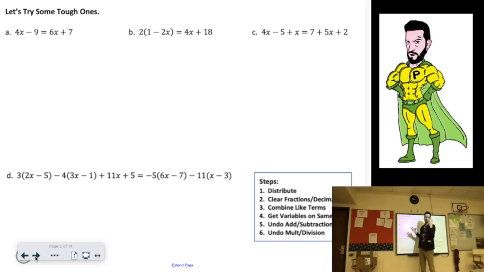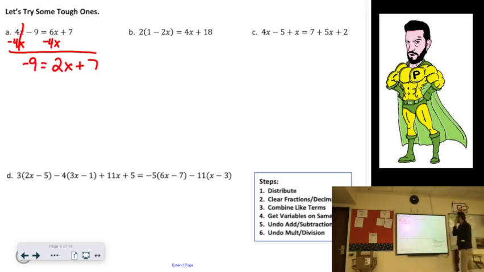So we're already to step 4, which is get the variables together. So I would subtract 4x from both sides. If you wanted to get rid of the 6x instead, you could subtract 6x and it'll work. But we'd have negative x's, and I'd rather work with positive numbers when I can. So these cancel. We have negative 9 equals 6x minus 4x is 2x. And then we got that plus 7.